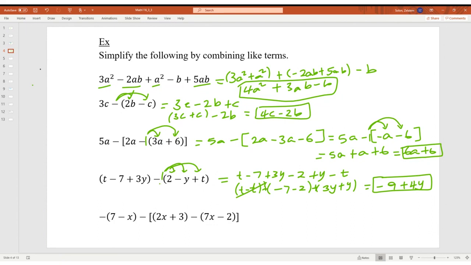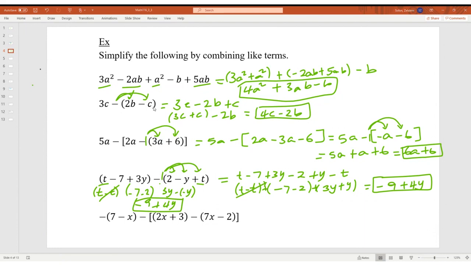Or in this case, you can combine like terms like this, t minus t. I know the operation is subtraction. Then you combine negative 7 minus 2. Then you combine 3y minus negative y. Then you add all. So this will be 0. Again, you have negative 9 plus 4y. Exactly the same value. Okay? So I prefer the first method. So let's use that and do number 5.